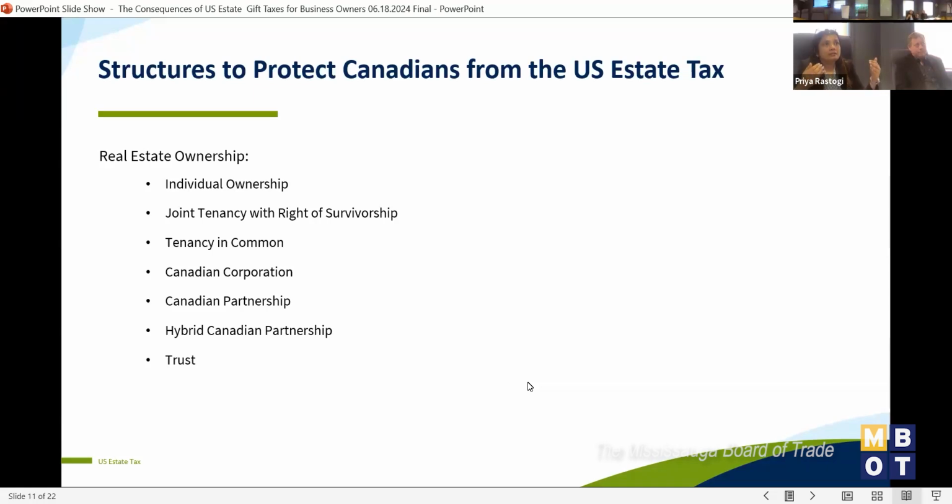Because firstly, in individual ownership, as soon as you pass away, your property goes to your estate and you pay tax on it. We want to make sure in our planning that the same asset is not taxed twice, once in one estate and once on the passing of the surviving beneficiary.